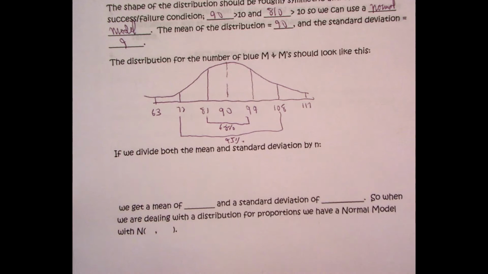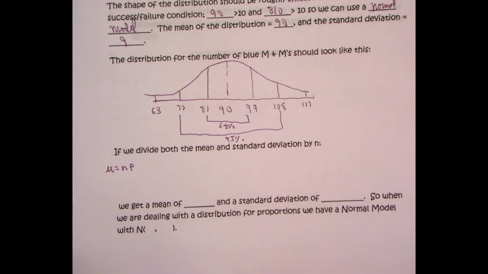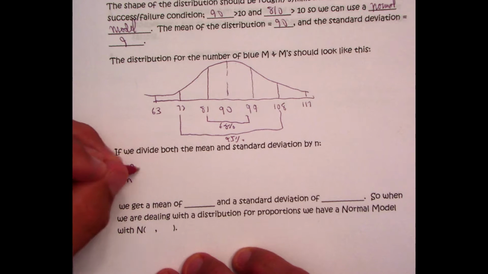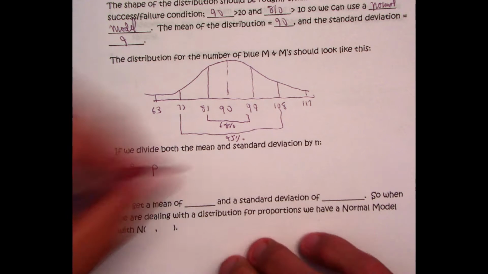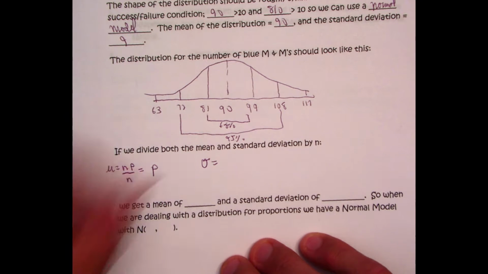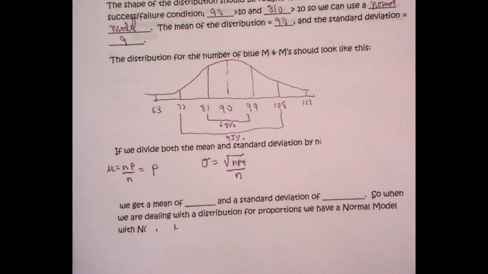So we have this model, and the mean is going to be np, right? And we're going to divide that by n, and we're going to get a mean of p, and I'm going to explain this in a minute. Okay, and then the standard deviation is the square root of npq, and we're going to divide that by n, right?